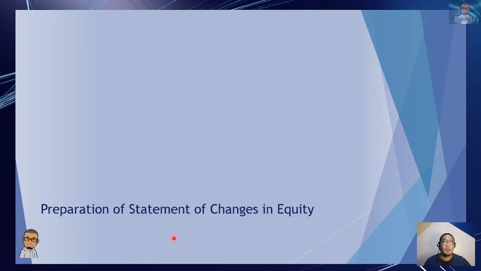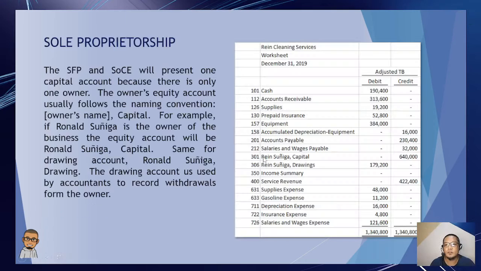Now, we go on to the preparation of the statement of changes in equity. Okay, for a sole proprietorship class, you will always know because you are only going to present one capital account, because there is only one owner. So if you look at the trial balance, you will see that there is only one capital account for Rain Zuniga, for this example.